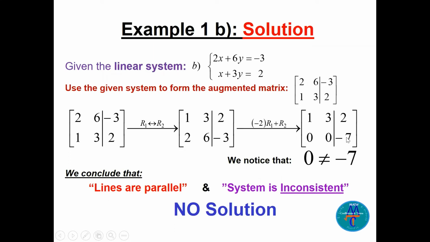And then minus 7. Oh, wait. 0, 0 means 0x plus 0y is equal to minus 7. 0 cannot be minus 7. So we stop here. We conclude that the lines are parallel when you graph this line and this straight line. So there is no intersection point. Or we call the system is inconsistent, which means no solution. This is really nice.